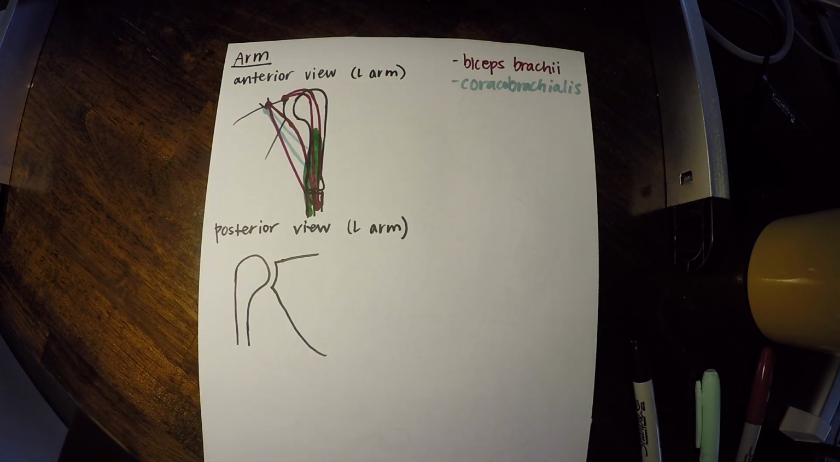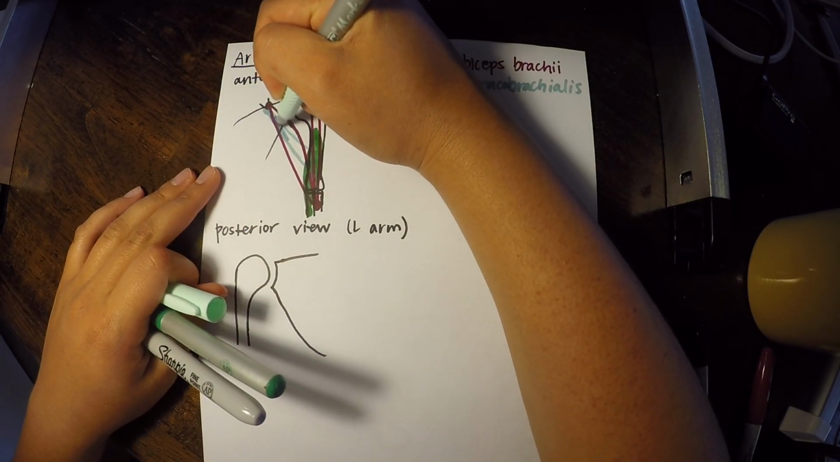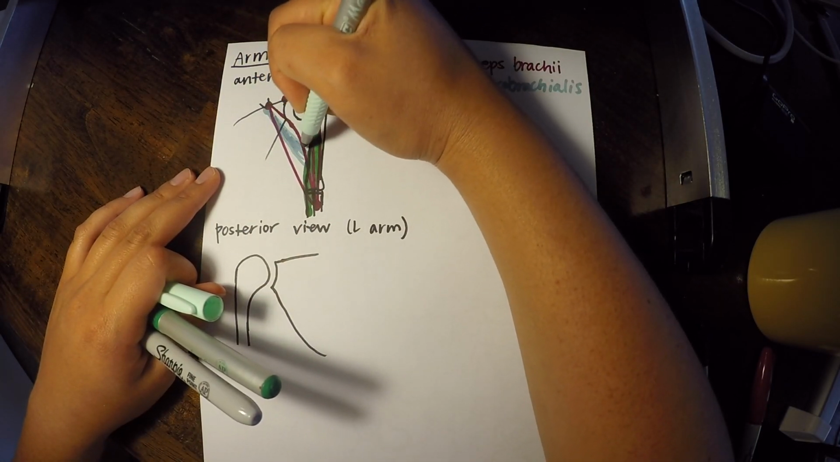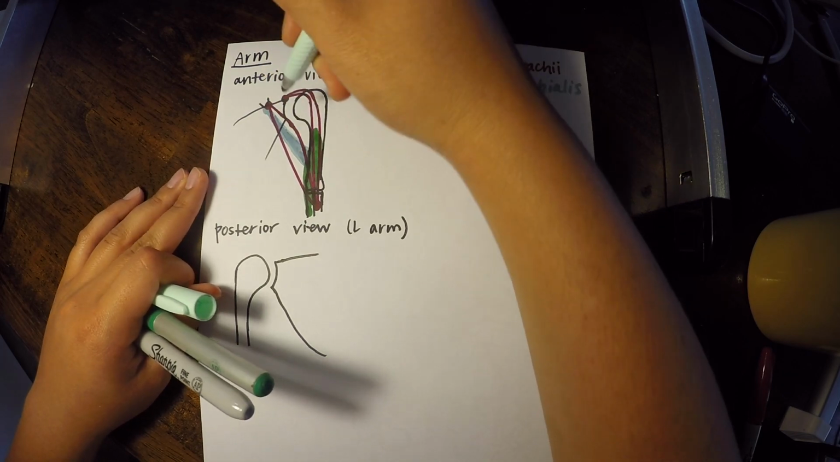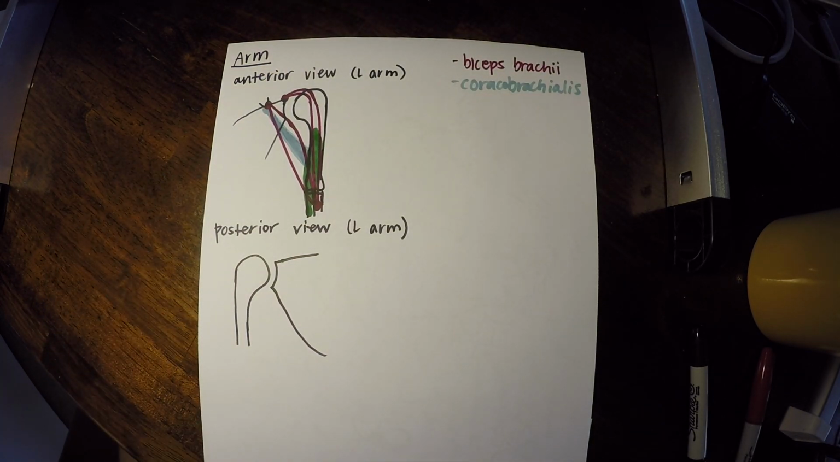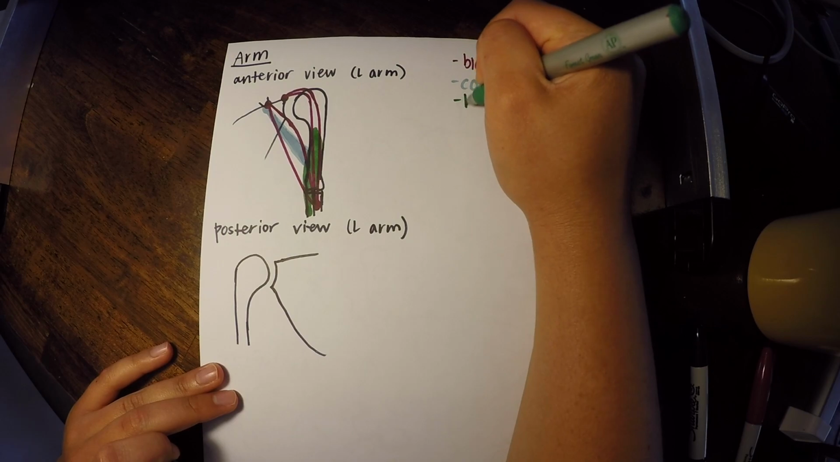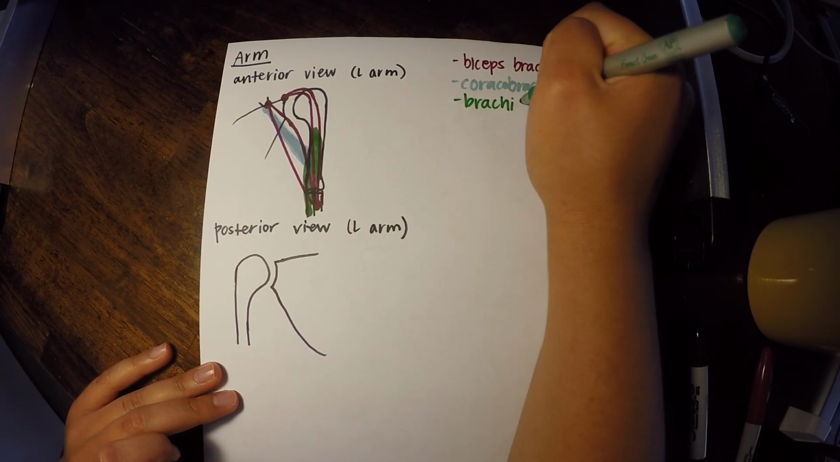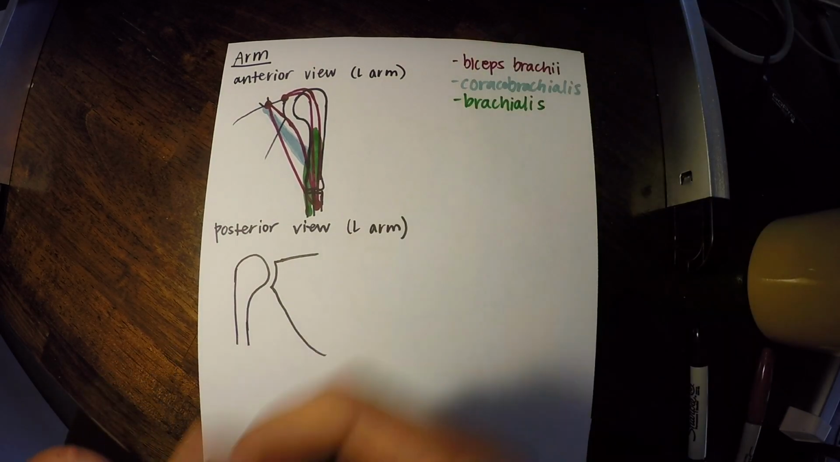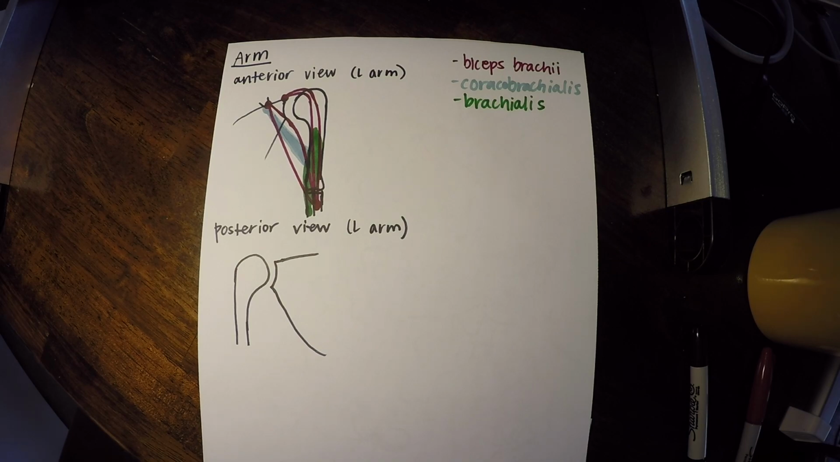Hopefully that's a little bit clearer, and I'll draw Brachialis in as well. And then bicep is most superficial anyway, so you'll be able to just see the outline of Biceps Brachii. And let me just add in Brachialis. Alrighty, so those are anterior arm muscles, and they're all innervated by musculocutaneous nerve.